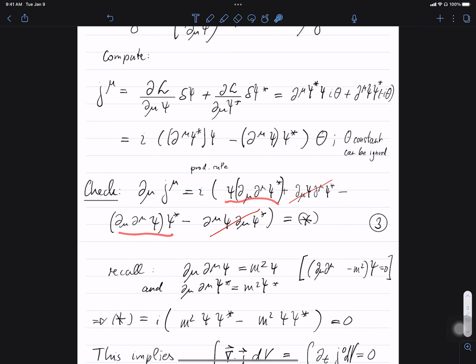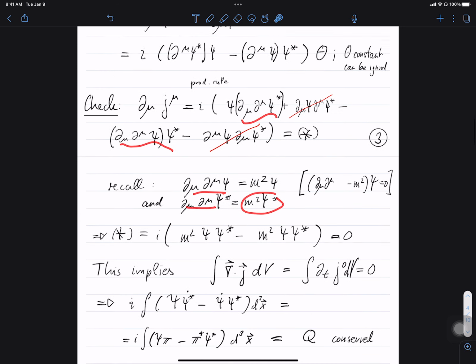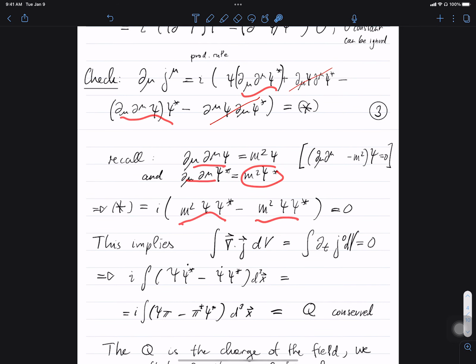These don't cancel at first sight, but we can remember that we actually have equations of motion and the field satisfies them. So we can take the equation of motion, which is (∂_μ∂^μ − m²)ψ = 0. We can bring this to the other side, and then we know that ∂_μ∂^μ ψ is equal to m² ψ, and the same with ψ* is equal to m² ψ*. Substituting those terms here gives us just m² terms up front, but then ψ*ψ − ψψ* just cancels and we get 0. That's good. This is what we wanted.